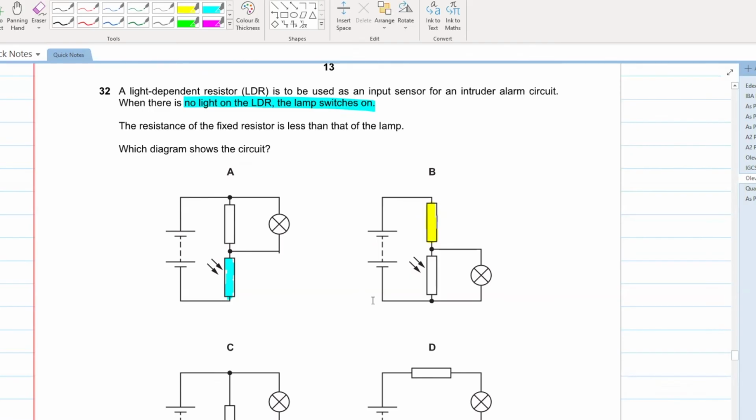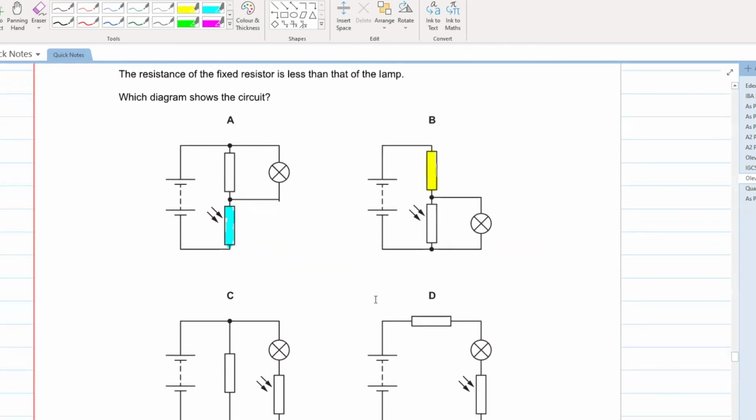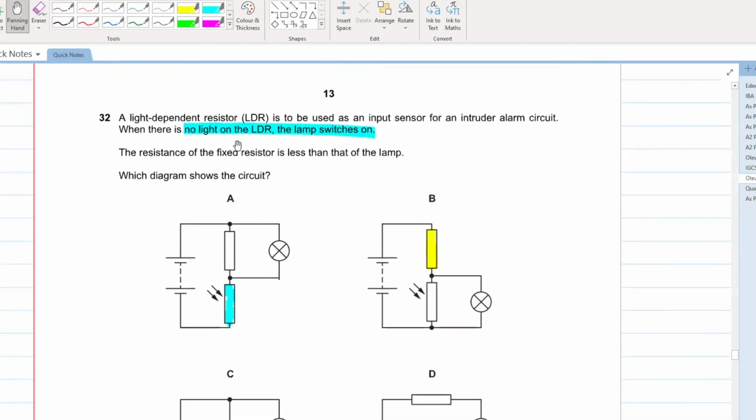Now you must remember one thing. When there is no light on the LDR, what will happen? The resistance of the LDR will be greater. If the resistance of the LDR is greater, the voltage across the LDR will be greater. So if the voltage across the LDR is greater, that means when there is no light, the LDR will be receiving a higher voltage.